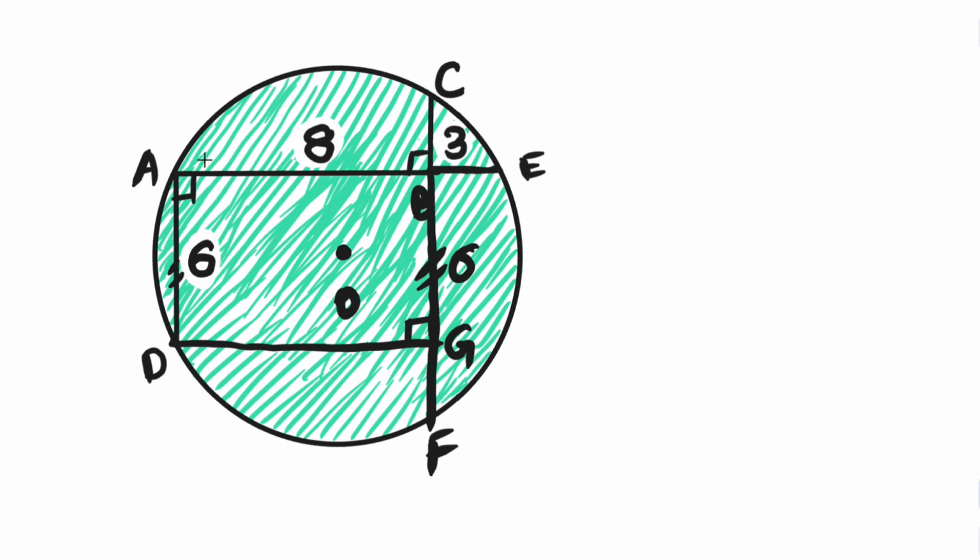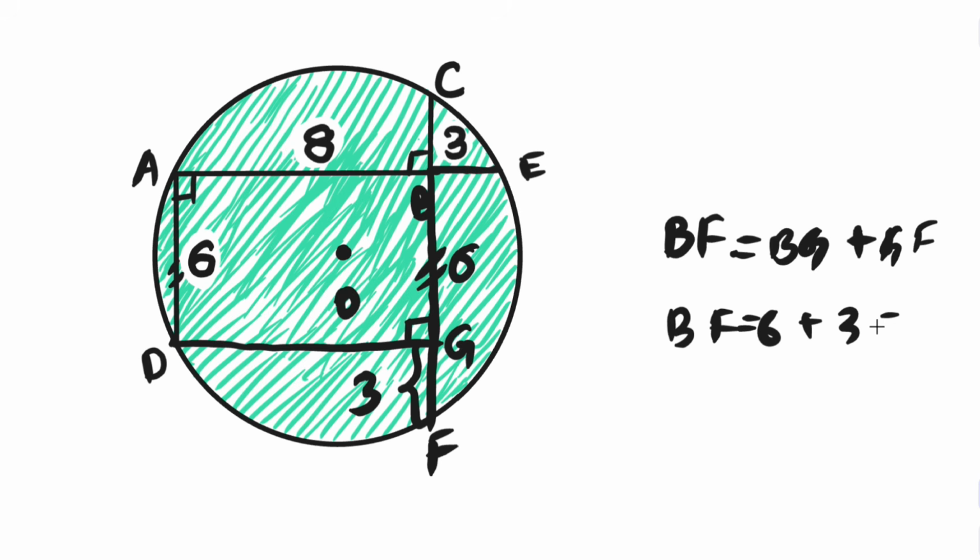Now let's focus on the vertical chord CF. The upper segment BC is given as 3. By the symmetry created in this construction, the lower segment GF is also 3. Therefore, the entire segment BF equals BG plus GF. Substituting the values we have, BF equals 6 plus 3, which gives us 9. So now we know that the lower portion of the vertical chord has length 9.